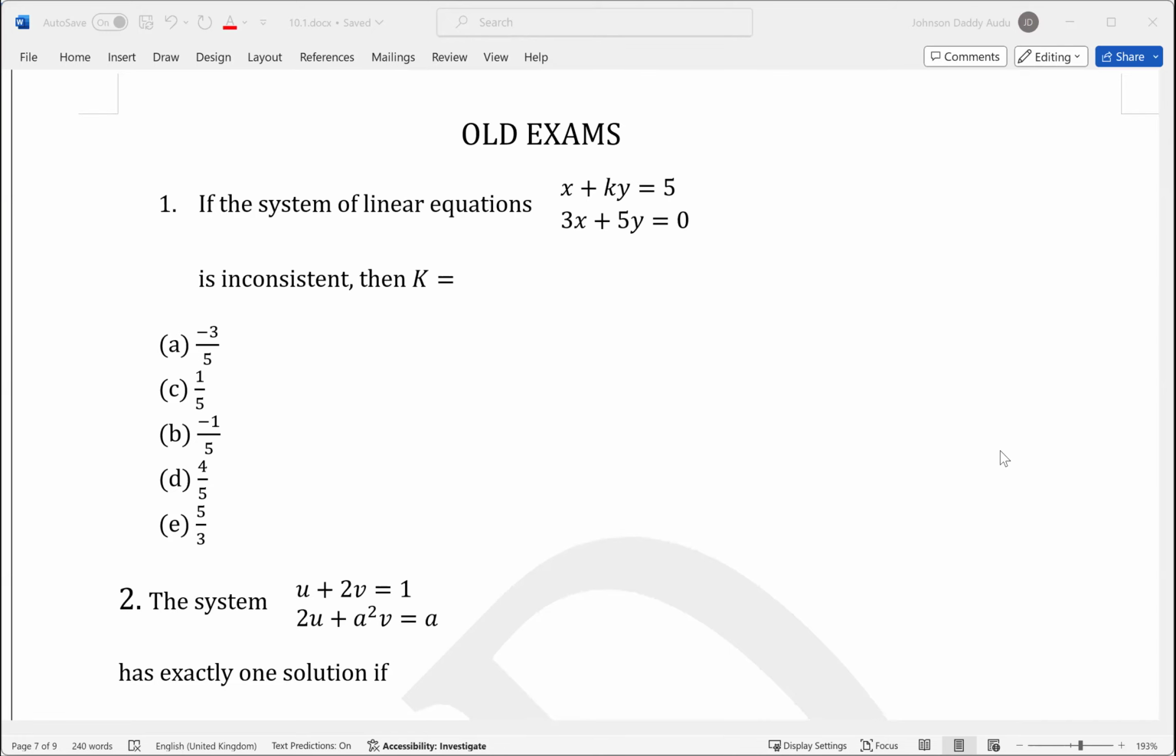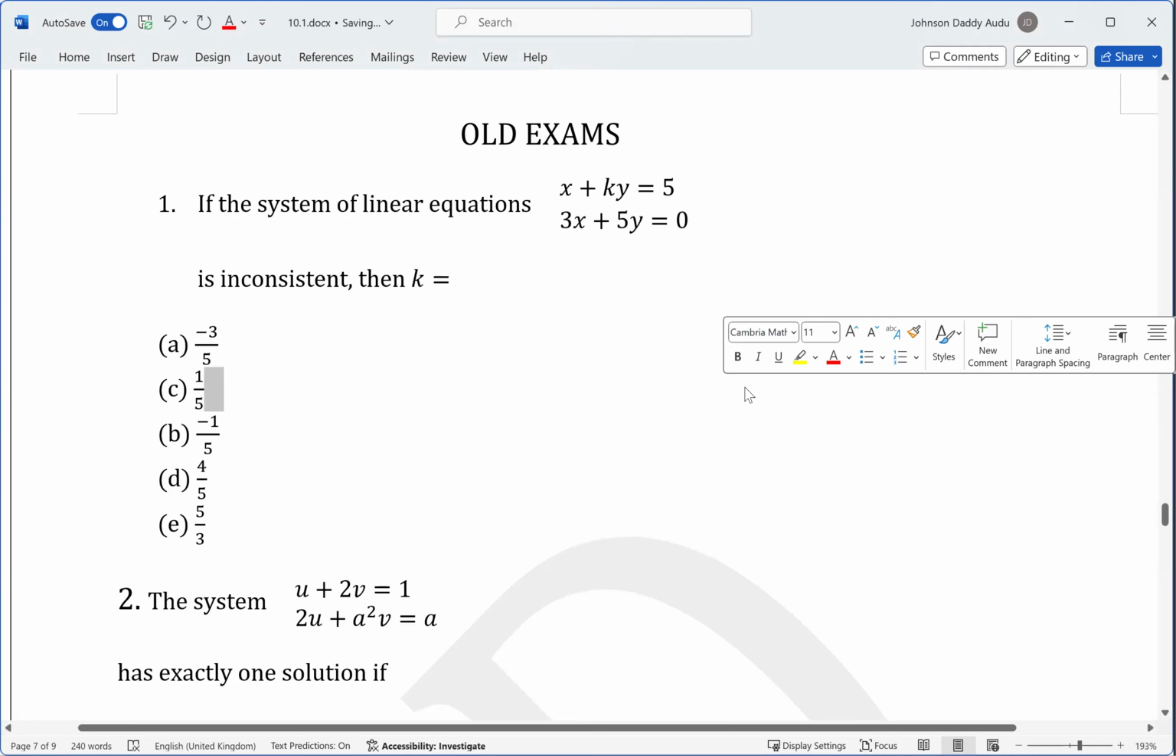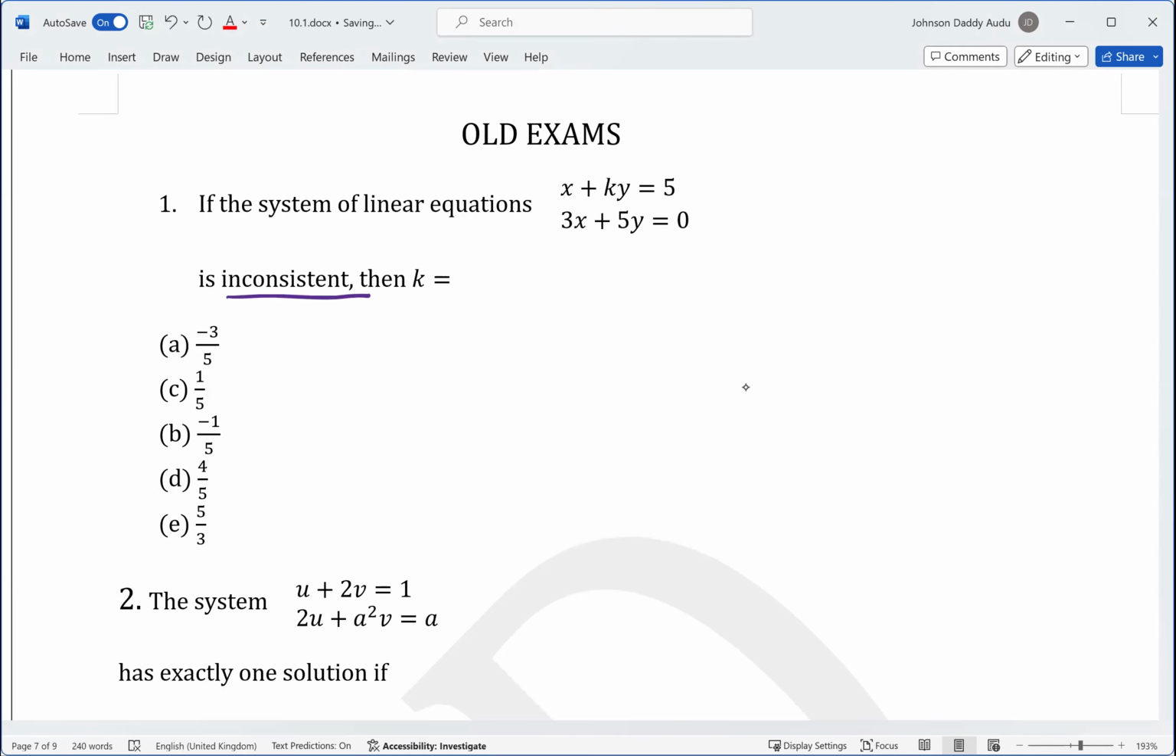So here we'll be looking at a few old exams. Number one says, if the system of linear equations is inconsistent, then we want to find the value of k. So this k here is the same k over there. So the question is when it is inconsistent. What do you mean by inconsistent? You have an inconsistent system when there is no solution. So inconsistent means no solution, right?